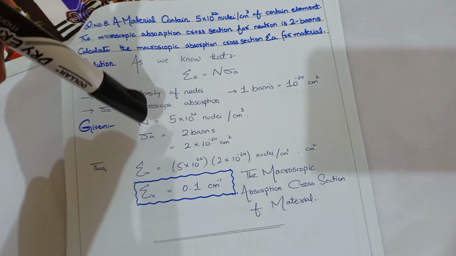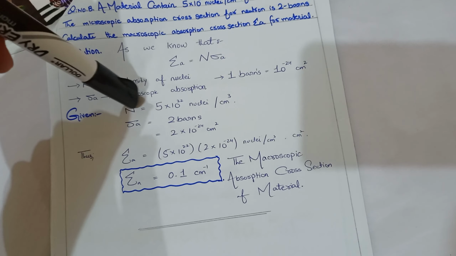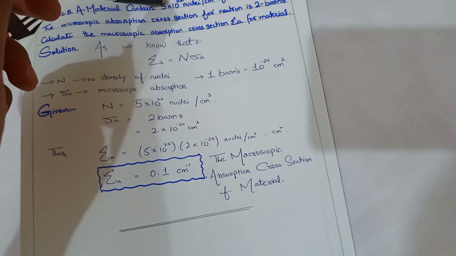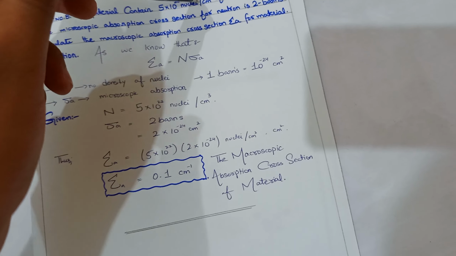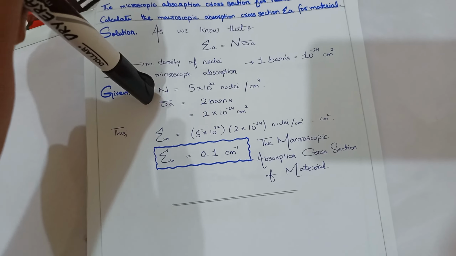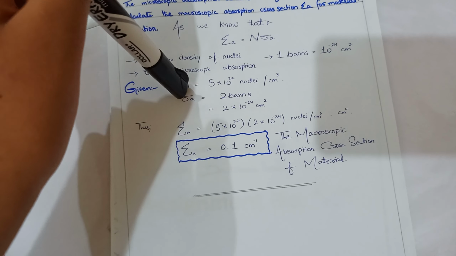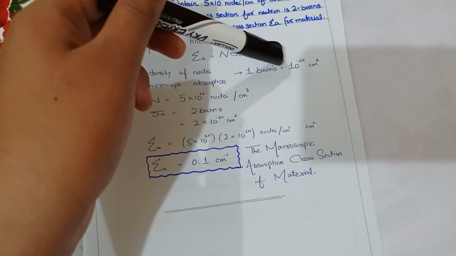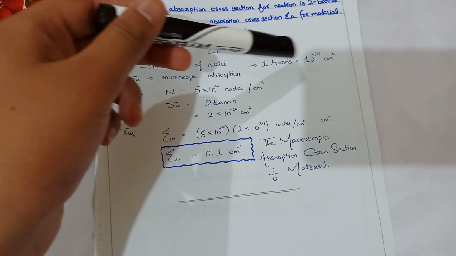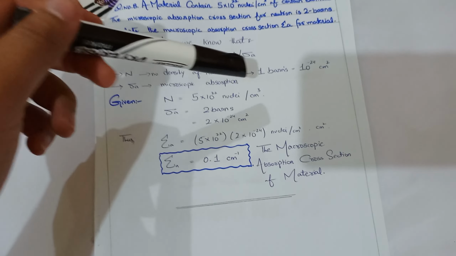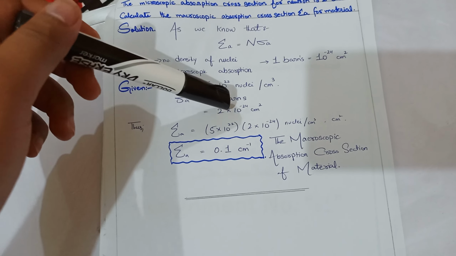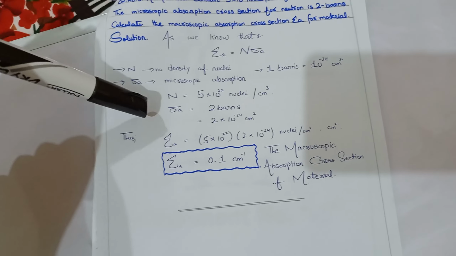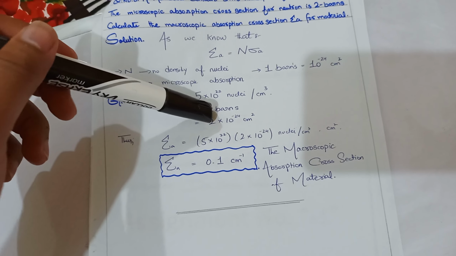So this is a quite simple problem. Here is the value of n, the number density of the nuclei, which is 5 multiplied by 10 raised to 22 nuclei per centimeter cube, and the microscopic absorption cross section is given, which is 2 barns, and 1 barn is equal to 10 raised to minus 24 centimeter square. We already know about this. So 2 barns equals 2 multiplied by 10 raised to minus 24 centimeter square.